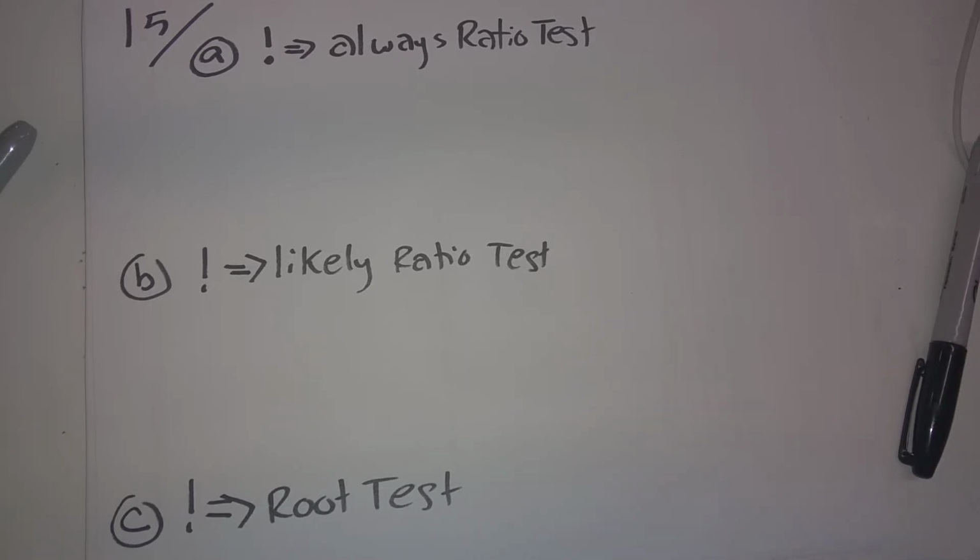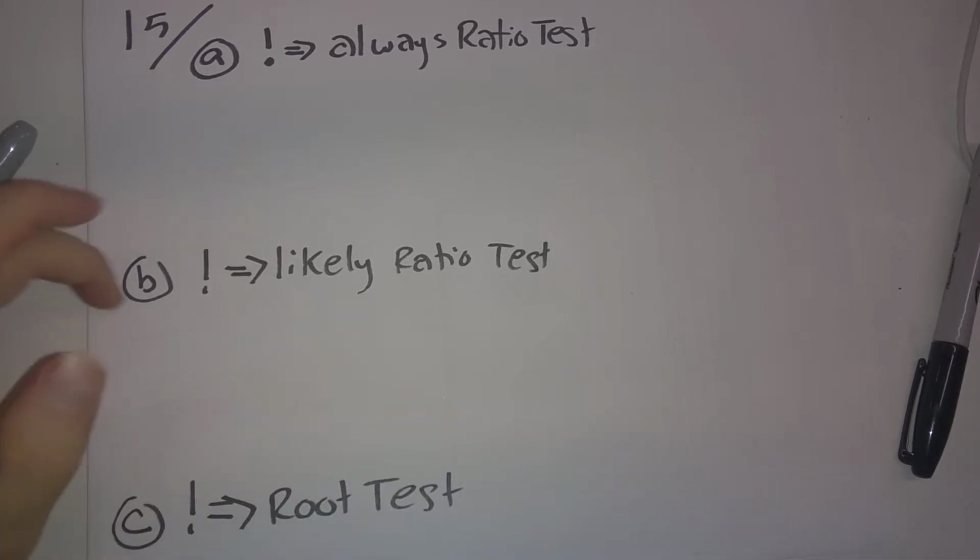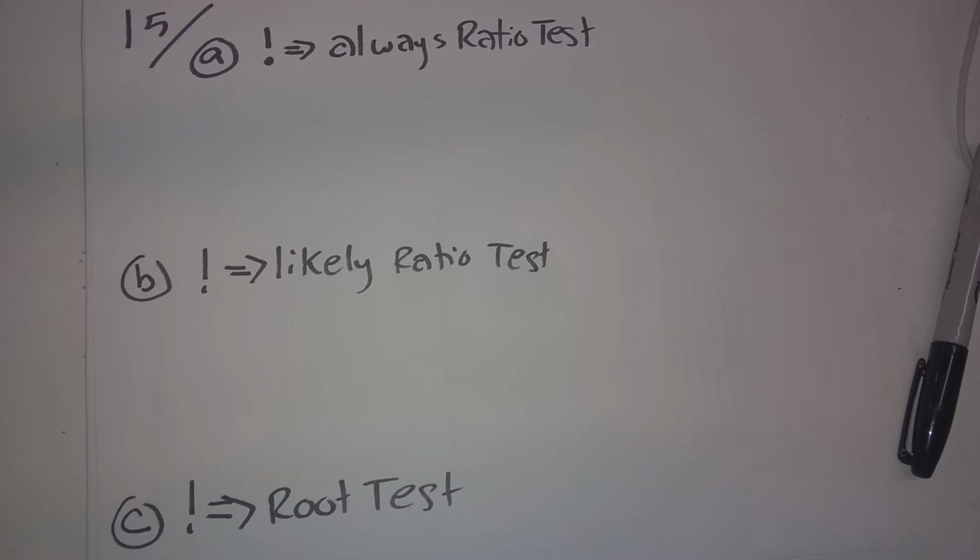Part C, if a series has one or more factorials in it, then the root test is just as easy to apply as the ratio test. So the correct answer is going to be part B, and that shouldn't surprise us, because we should have a natural association between factorials and the ratio test. In general, when we see factorials, we should think about the ratio test. It's going to be better than the root test, as we'll see. However, saying always use the ratio test, that's a little bit too strong.